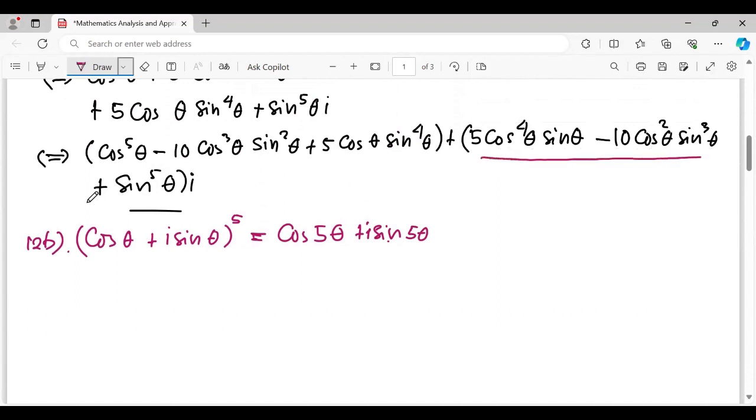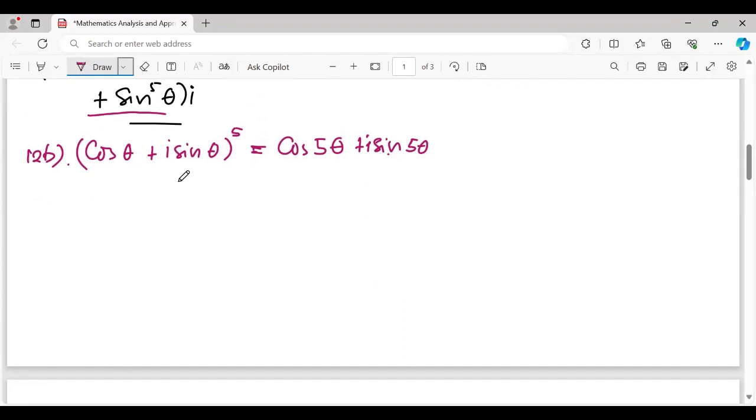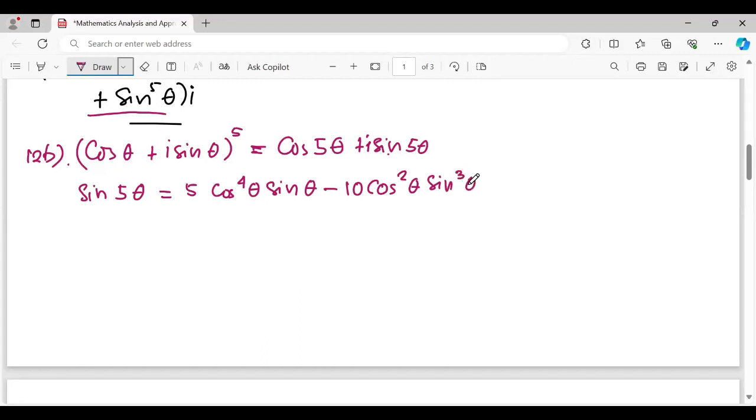Now, for the imaginary parts, sine 5 theta equals 5 cosine to the power 4 theta sine theta minus 10 cosine squared theta sine cubed theta plus sine to the power 5 theta.